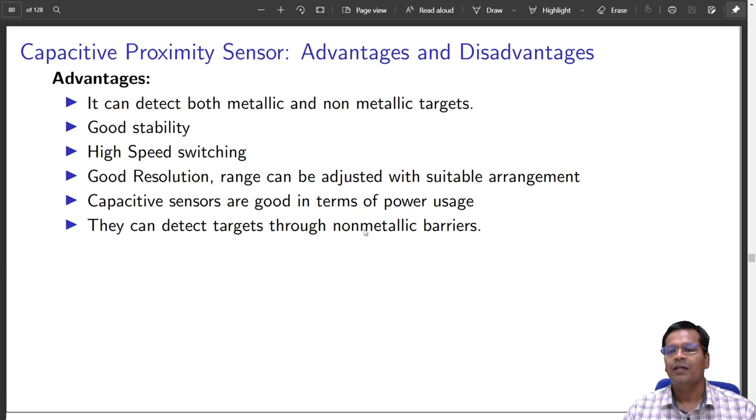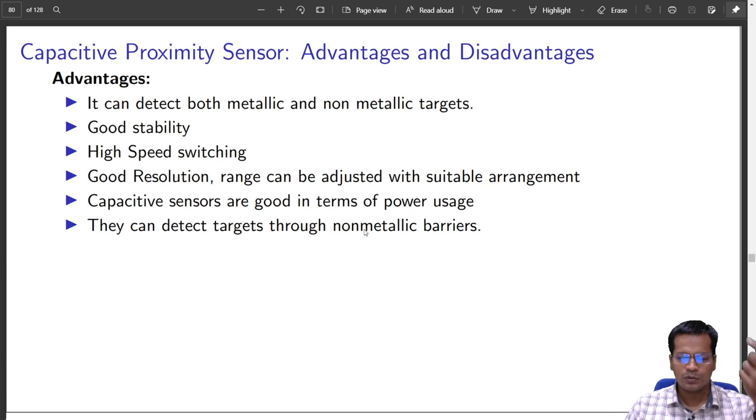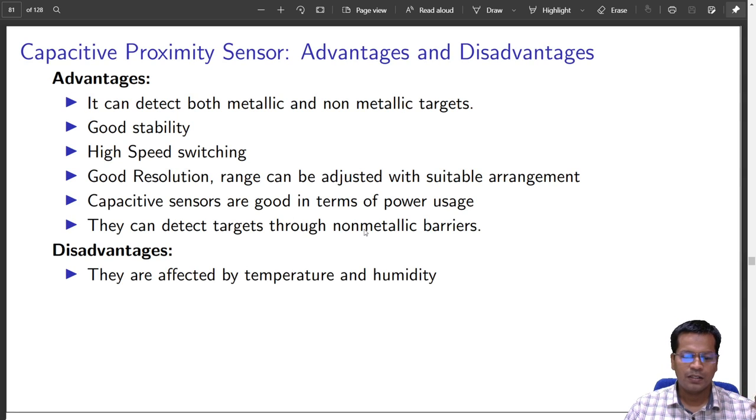Why non-metallic? Because the permittivity of something which is metal is very high. So your capacitor goes bad. It is no longer a capacitor. Okay, it has to be non-metal. So those barriers have to be non-metal.